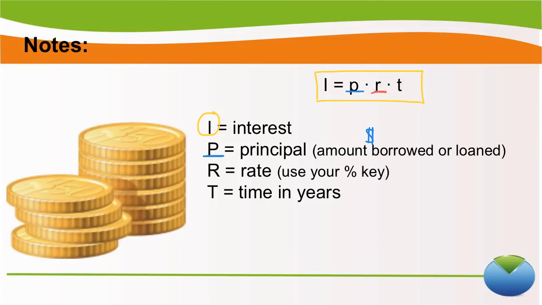R is the rate, and we're going to make sure we use our percent key on the calculator. On my yellow calculators, it is the second row from the top, third column, right under the delete key. So make sure you can find your percent key. And the T stands for time, but it has to be in years. If I give it to you in months, you cannot use that number. You have to convert it to years.